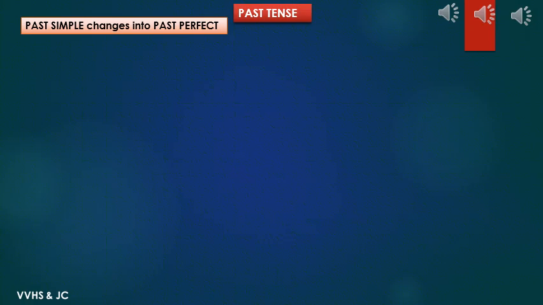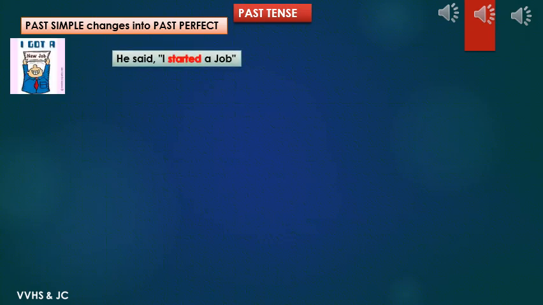Now let's see what changes will happen if the quote is in past tense. Past simple will change into past perfect. For example, he said, "I started a job." Here the verb is started in the reported speech, which is in past tense. So now let's see what will be the indirect speech. He said that he had started a job. Here, simple past changed into past perfect.